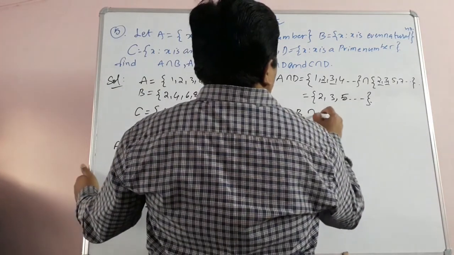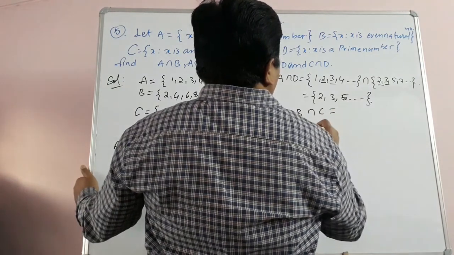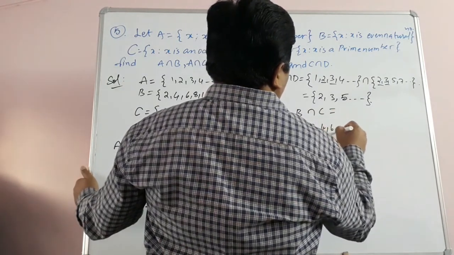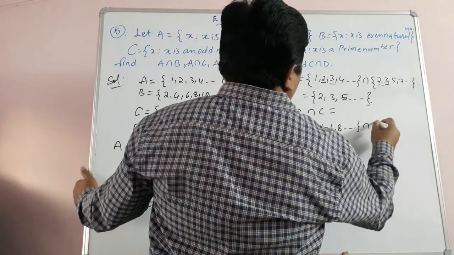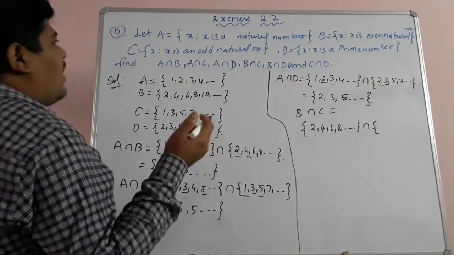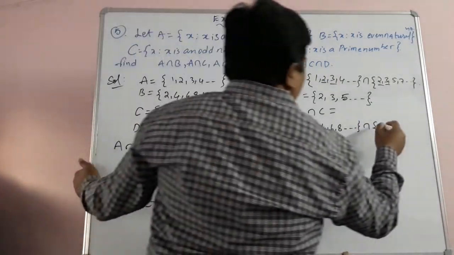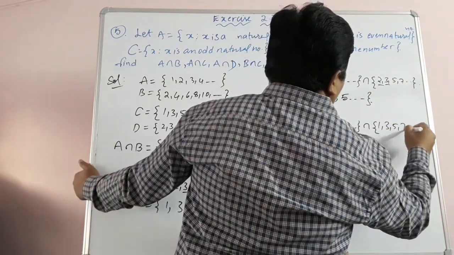Okay, now B intersection C. What does it mean? What is B, children? Even natural numbers: 2, 4, 6, 8, and so on. Intersection. What is C, children? C means odd natural numbers: 1, 3, 5, 7, and so on.